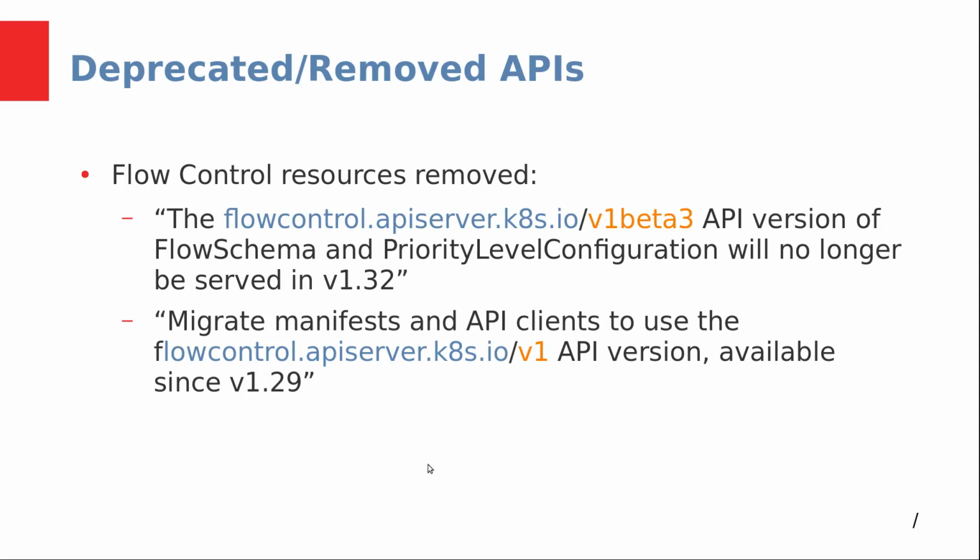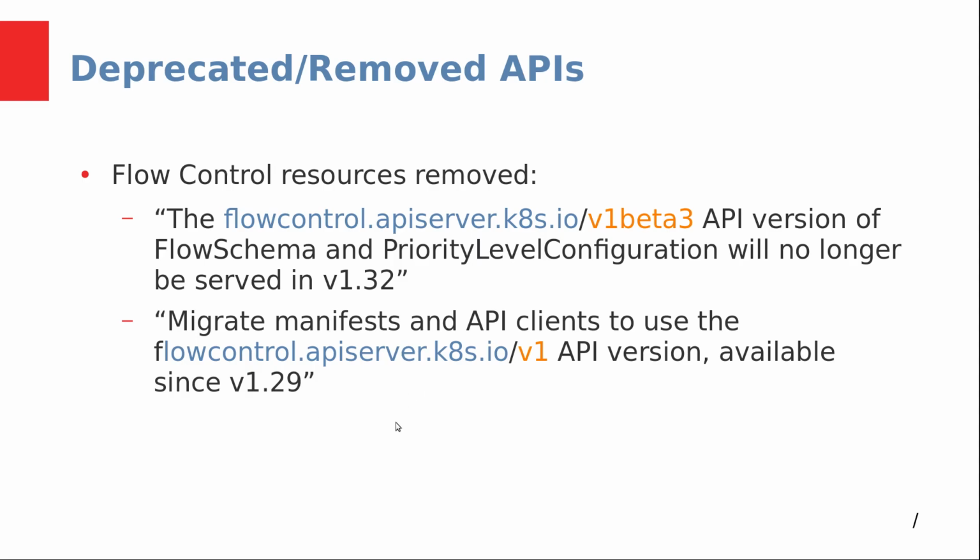Just a further note I wanted to mention, because this is always important with any new version: any deprecated or removed APIs. There are some APIs that have been removed, and this is for flow control resources. You can see here that this relates to v1beta3, which is no longer served. This is the information here, flow schema and priority level configuration, and instead you should migrate to use the v1 API, which has been available actually since 1.29.